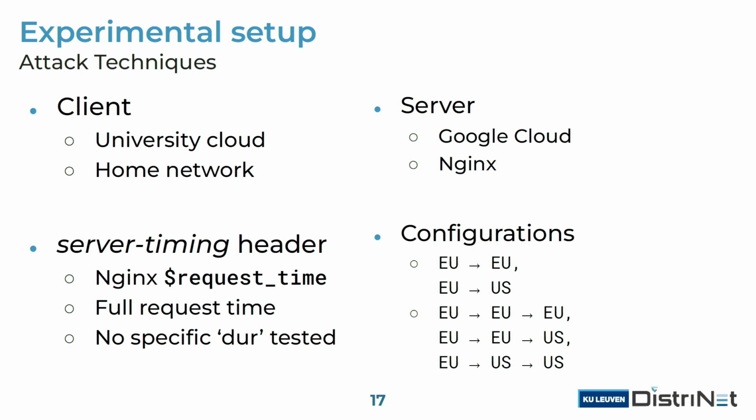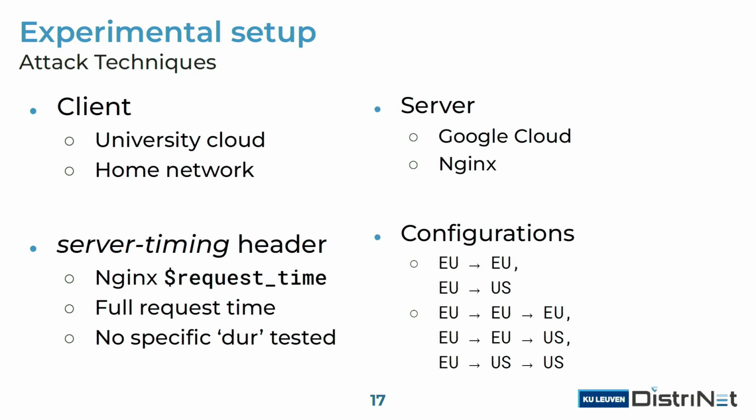So more in detail, for the clients, we used the university internal private cloud and a residential network, to test both scenarios. And as a server, we used Google Cloud instances in Europe, in Belgium, and in Virginia in the United States. And we set up an Nginx server that returned a server timing header with a duration property that included the request time global variable from Nginx, which returns the full request time.